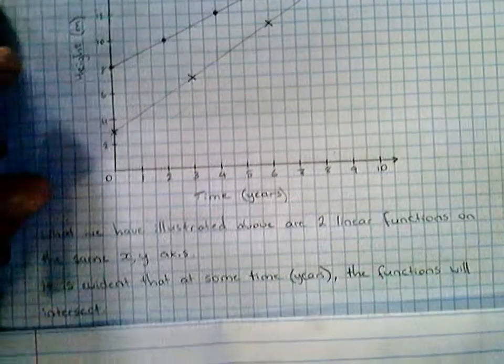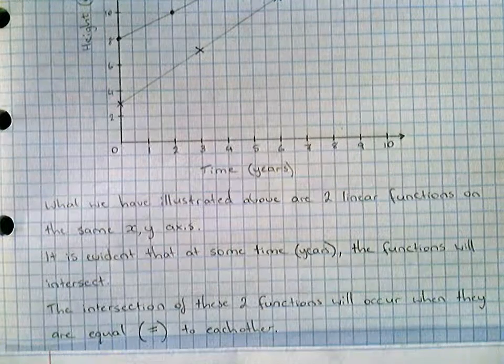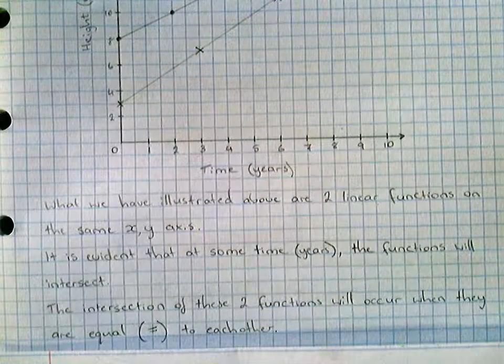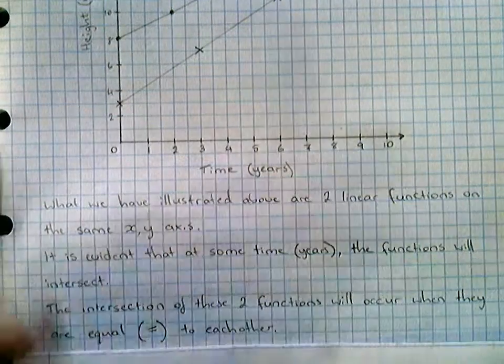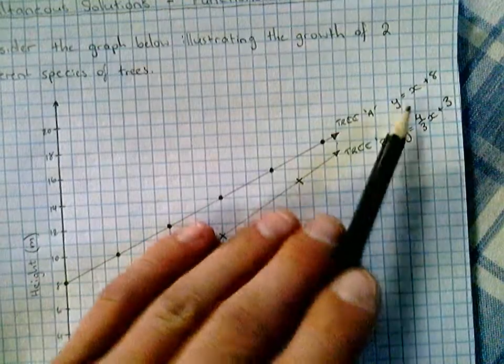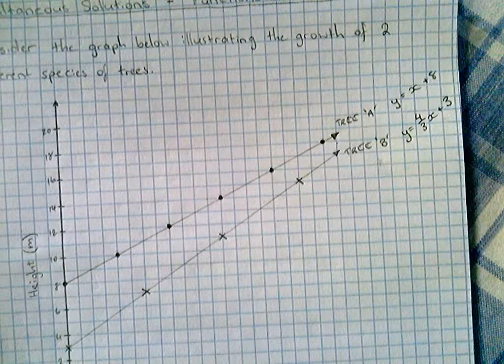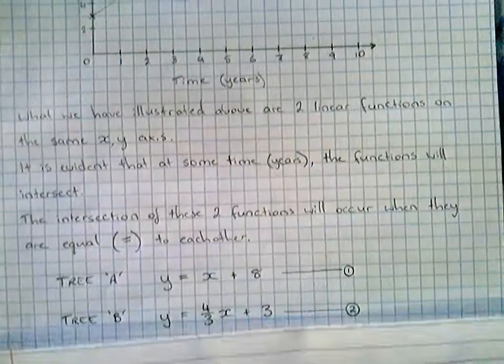So if I move back down to where we were, the intersection of these two functions will occur when they are equal to each other. Now, what that is suggesting is that if we let these two equations equal each other, we'll be able to find the intersection point. Now, if that doesn't make sense, that's okay. It will become clear in a second, hopefully.